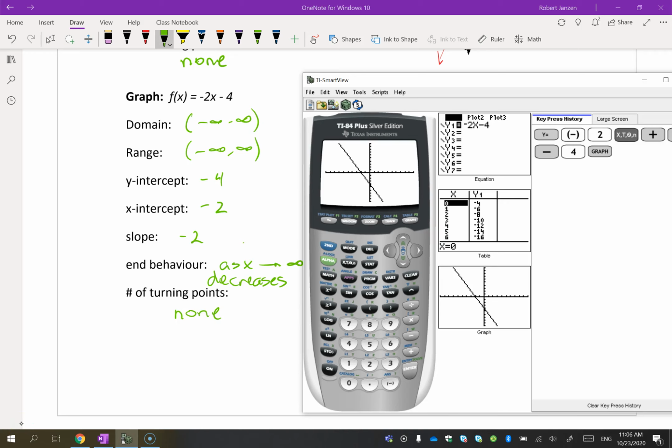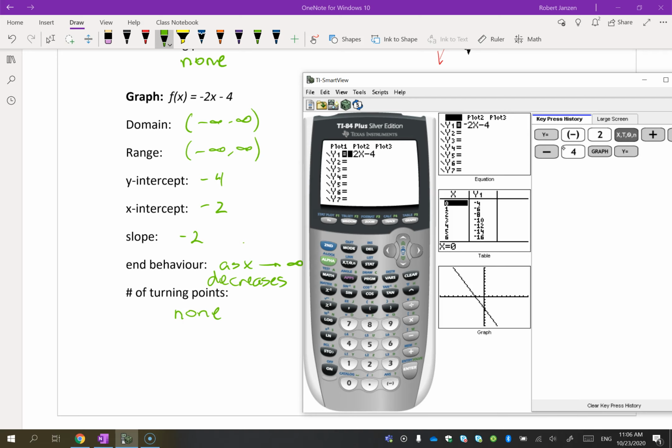Okay. Why don't you pause the video and see if you can graph this next one. Okay, so here's the graph. Just a couple of quick comments. Make sure when you enter this that first negative is the correct button. It's not subtract, it's negative. It's the little negative with the brackets in. You can see that on my key history here. Okay, make sure you enter that correctly. Okay, so there is our next graph.